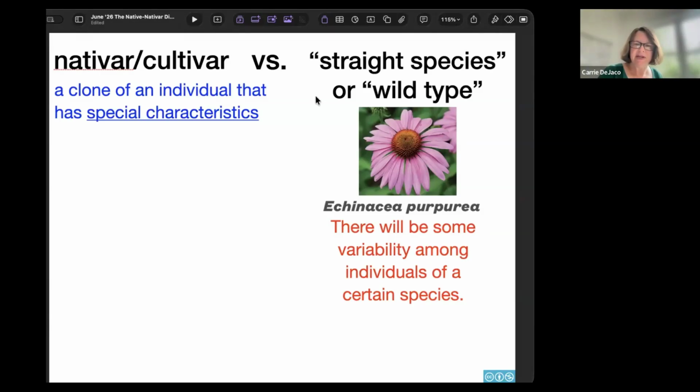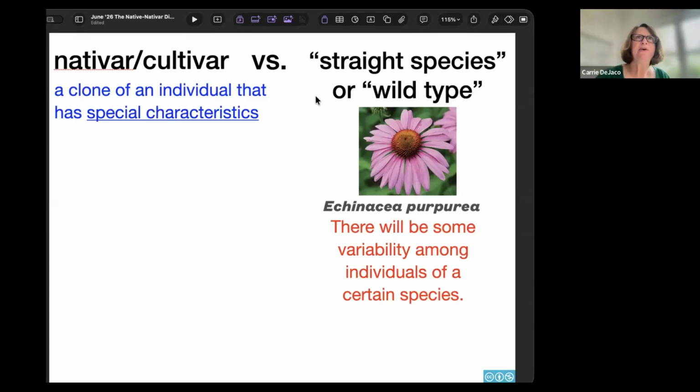There will be variability among the individuals of a certain species. So you'll find some that are shorter and fatter, some that might be broader at the top than at the bottom. Some are going to be slightly different colors than the others. Some might have more petals than others. Some of them might have better disease resistance than others. We'll discuss in this talk later some additional characteristics that can vary quite a bit within a certain species.